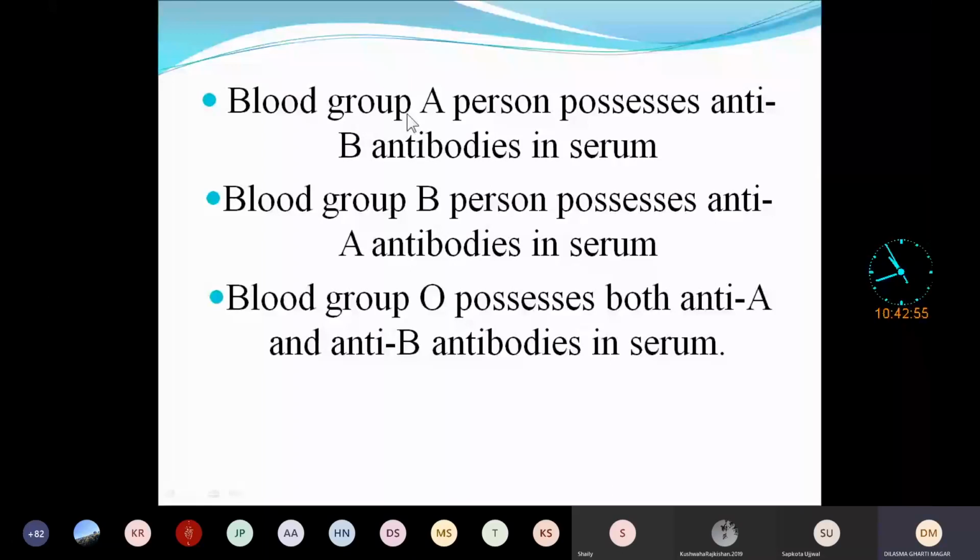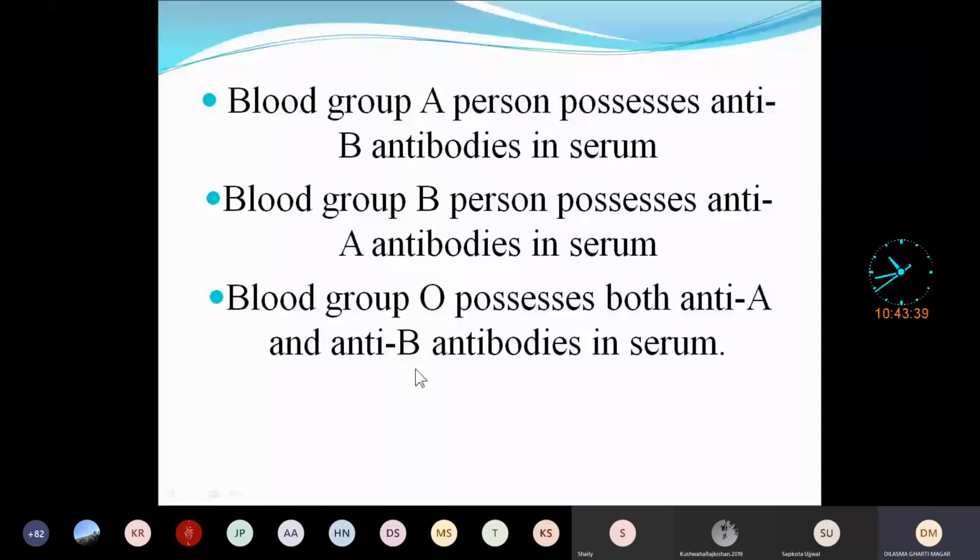So that's why the blood group A person possesses the anti-B antibodies in the serum, the blood group B person possesses the anti-A antibodies in the serum, and the blood group O possesses the anti-A and the anti-B antibodies in the serum. This is also important for you because we'll be asking you the same thing. What will be the antigen on the surface? Suppose a person is A blood group, what will be the antigen on the surface, and what is the corresponding antibody in the serum or in the plasma? Good students answer that time, but still some students are unable to answer.